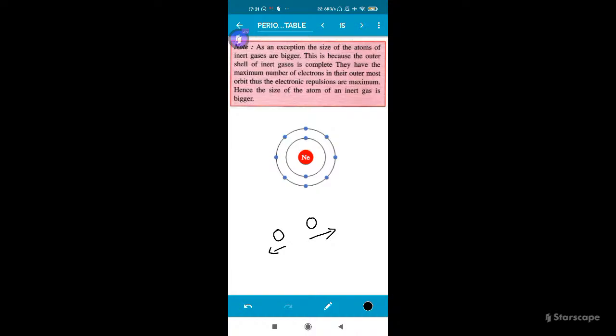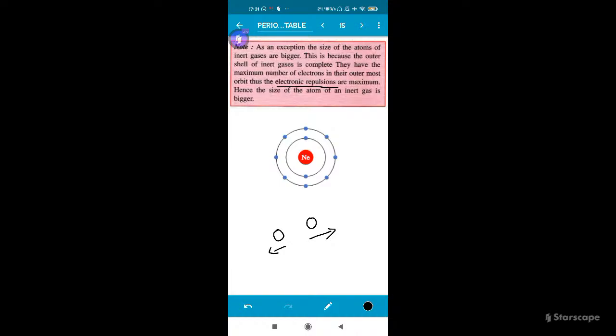So in case of a noble gas, what happens? As you can see in the outermost shell, there are 8 electrons. So 8 electrons together, they will start repelling each other. And as a result of this repulsion, they will move farther away from the nucleus. So their size is slightly larger than the other elements of the same period. The major reason is that their outermost shell is complete, and due to inter-electronic repulsions, they are not able to stay close to the nucleus.